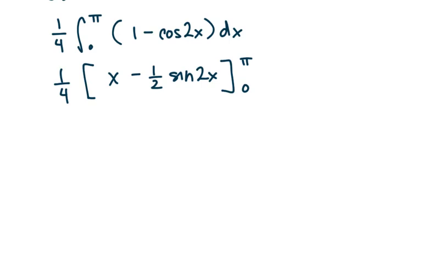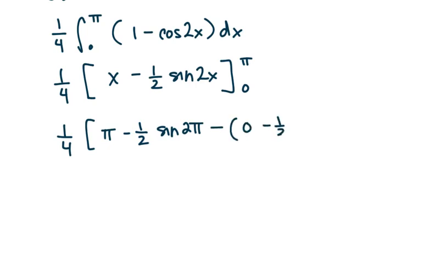So we plug in pi, we get pi minus 1/2 sine of 2 pi, minus 0 minus 1/2 sine of 2 times 0. And of course, sine of 0 is 0, and sine of 2 pi is 0. We end up with a solution, pi over 4.